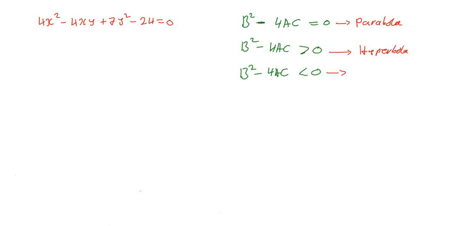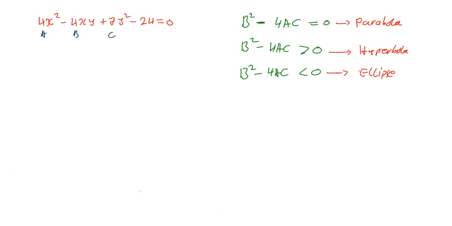If it is less than 0, you're going to get the ellipse. So let's even identify right now what you're going to get. What you should keep in mind is that this is your A, that's your B, that's your C there.